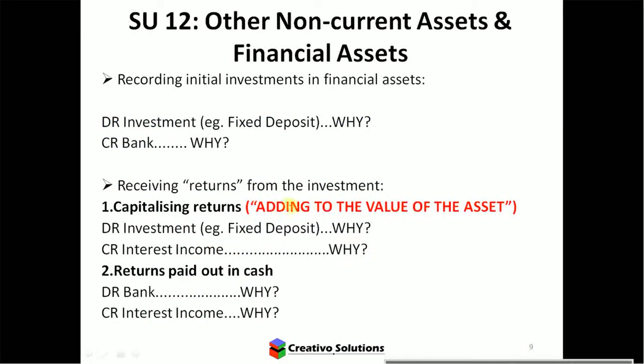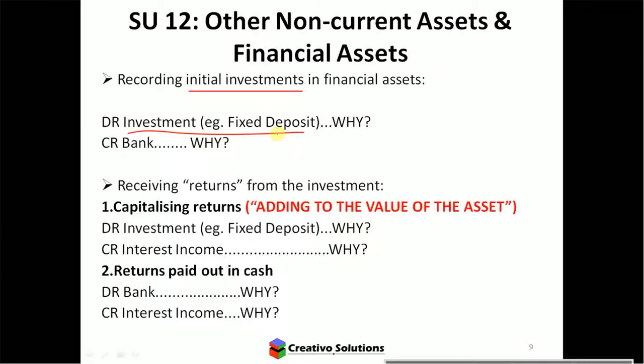Perfect. When looking at investments, investments are recorded at what? Cost price. So the same thing as before. If I buy an investment, what am I going to record? The cost price. So if I'm investing in a fixed deposit, what type of account is the fixed deposit?